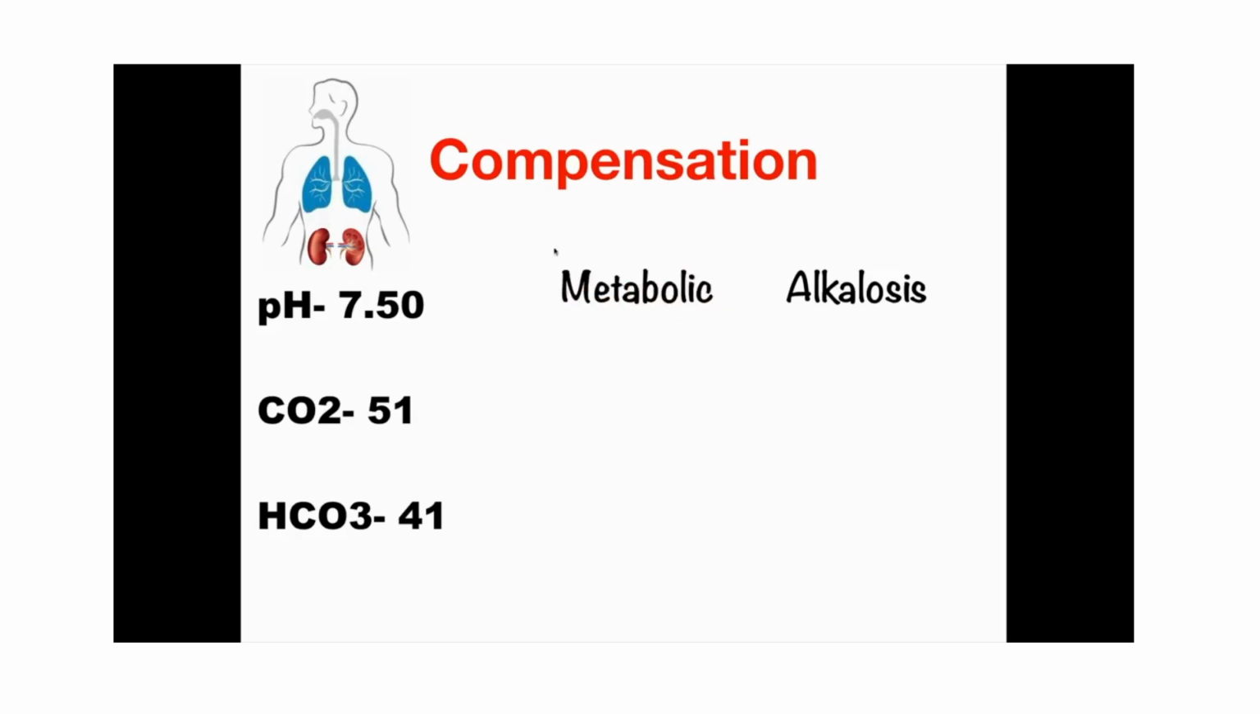Since we have a metabolic problem, next step would be looking at our respiratory system. Our CO2 is 51. This simply means that our body detected that there is metabolic alkalosis and it tries to compensate by increasing the amount of CO2 in the system.